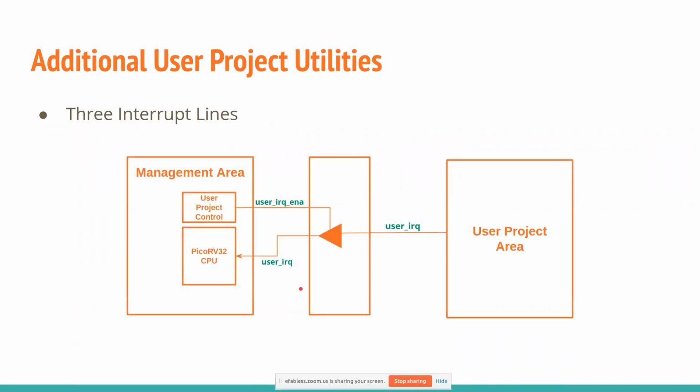Another additional utility is that you get access to 3 interrupt lines from the user space. So you can interrupt the PicoRV32 CPU from the user project area. And you will need to enable the interrupt line through the management SoC firmware.